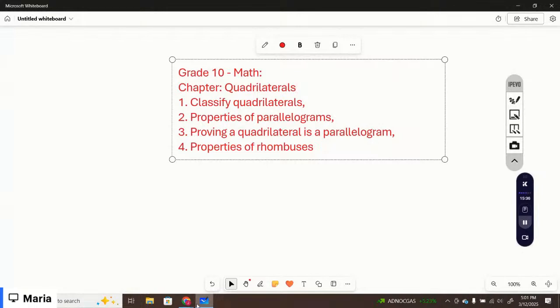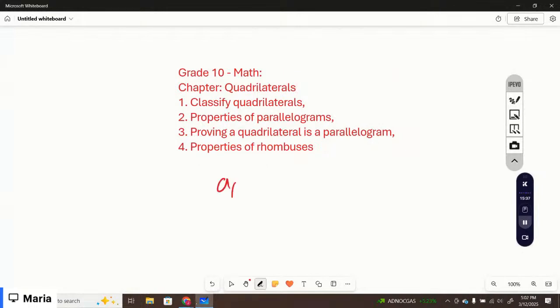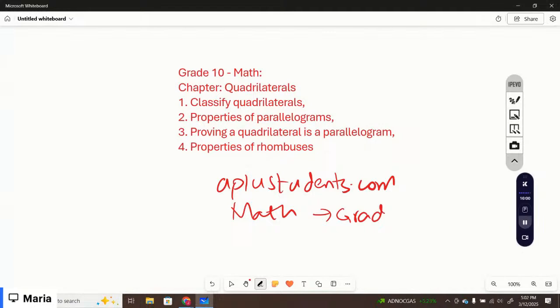You can find all the lessons on aplusstudents.com. You have to log in by using your email address and password as provided by the administrator. Then you have to select math from the subject tab, scroll down to grade 10 math, and then click on view all lessons. There you can find a list of the chapters.